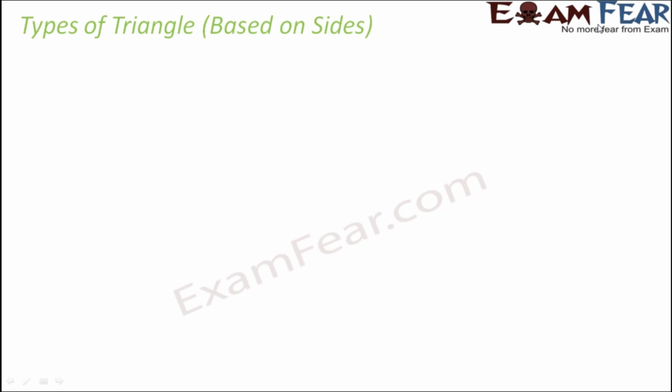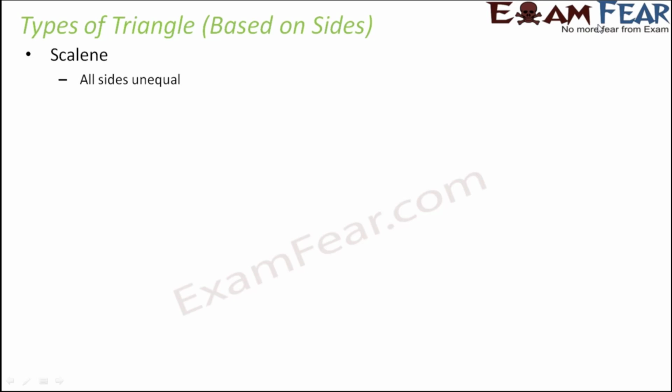Now, there are many different types of triangles. In fact, the types of triangles also vary depending on what is the basis for categorizing triangles. Now, first of all, let's talk about the types of triangle based on the sides. So, there are three types of triangles.